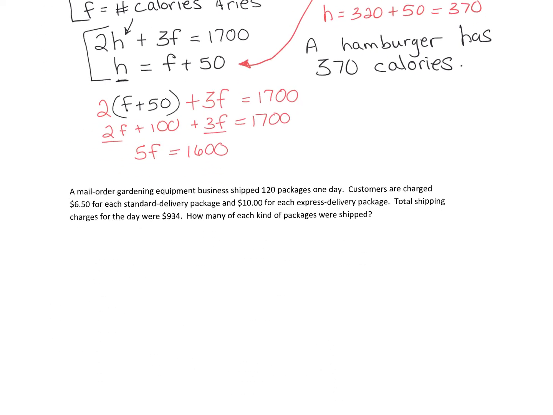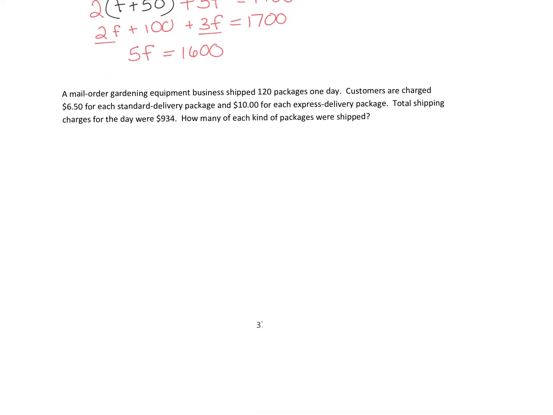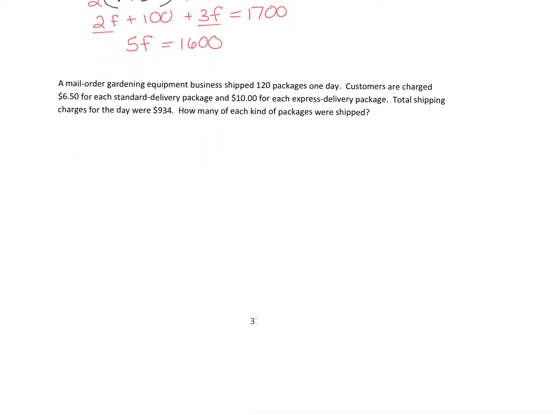For our second example, we have a mail order gardening equipment business that shipped 120 packages in one day. Customers are charged $6.50 for each standard delivery package and $10 for each express delivery package. Total shipping charges for the day were $934. How many of each kind of package were shipped?